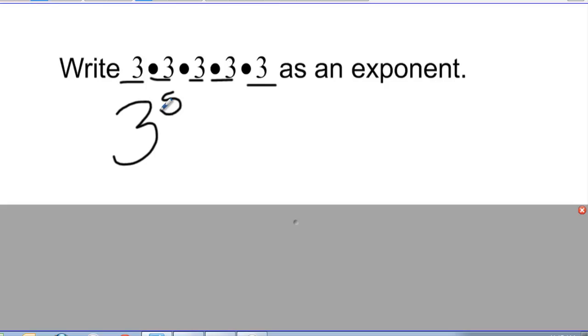Now it is a very common mistake that people make, that they think that 3 to the 5th power means 3 times 5. That is not the same thing. This is not a multiplication problem saying I need to take my base times my exponent. What I actually need to do is take my base times itself, the number of times that I see in my exponent.